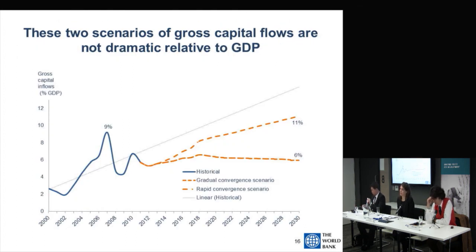Just to show you that the figures I showed you previously are not out of whack, this is the same kind of projection, but instead of being in trillions, it's in terms of percentage of GDP. The two scenarios that I showed you are the 6% and the 11% by 2030, the 6% being the conservative, gradual convergence, the other one being the rapid convergence. And the gray line, a diagonal line, is just a trend.